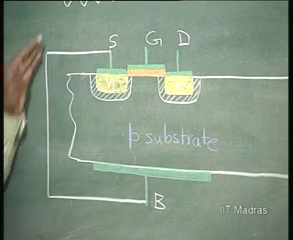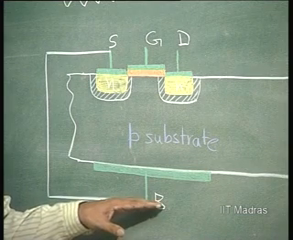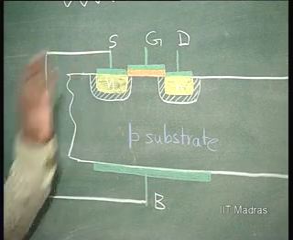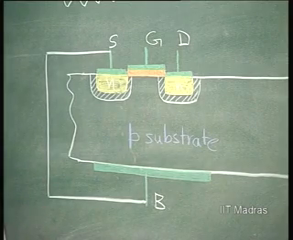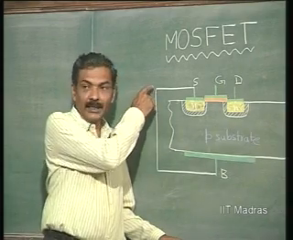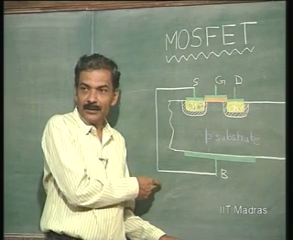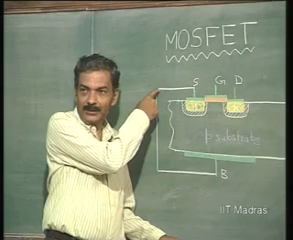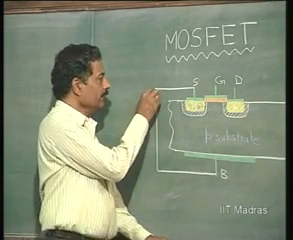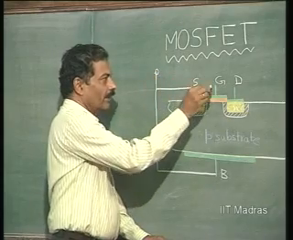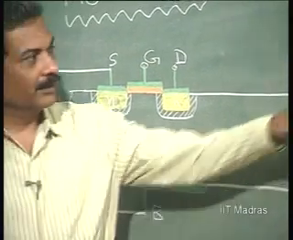So, here the bulk or the body or the substrate is connected to the source. Now, if you do not want to do it, then you have to take care that there is a DC potential applied here, so that this is negative with respect to the source. That is all that you have. Now, if that is done, we have 3 terminals for the MOSFET. That is why you have the symbol here.